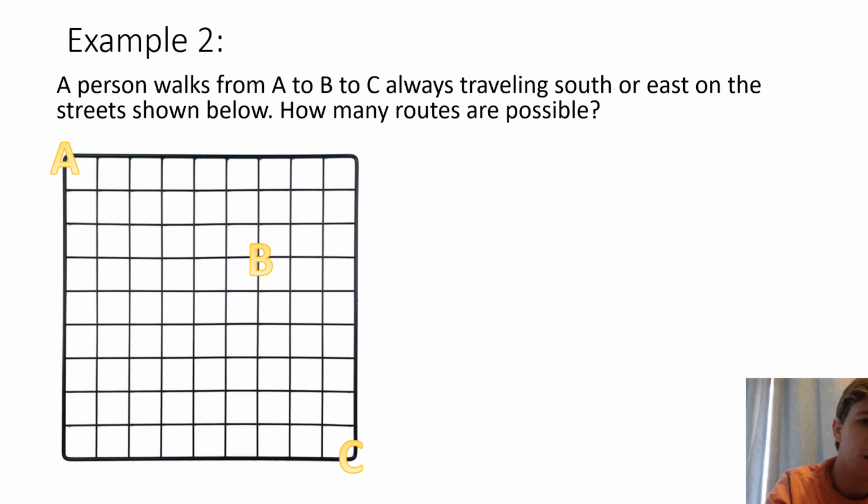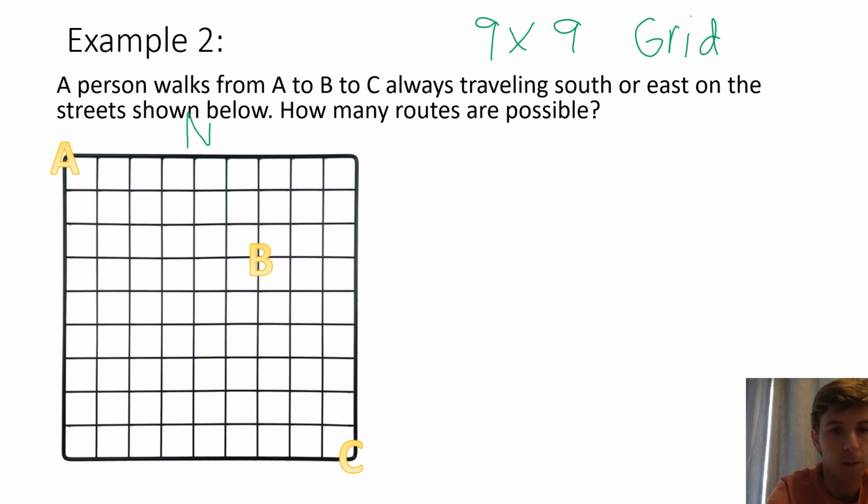So overall we have a 9 by 9 grid here. Let's treat this like we'll have north, south, east, west, like we're just looking at a normal compass there. And this person's always going south or east. So the first direction the person has to go is from A to B. Let's just think about one of these routes here. So it'd be 1, 2, 3, 1, 2, 3, 4, 5, 6. So that route is made up of a total of 9 blocks.